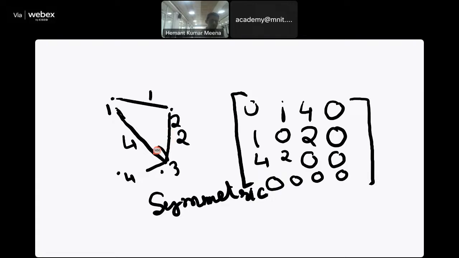For example, 1 is directed to 3, with one arrow. What do you mean by it? It means there is a relation that 1 is connected to 3 by weight 4, but 3 is not connected back. So in that case, 1 is connected to 3, here it will be 4, but at this point it will be 0.